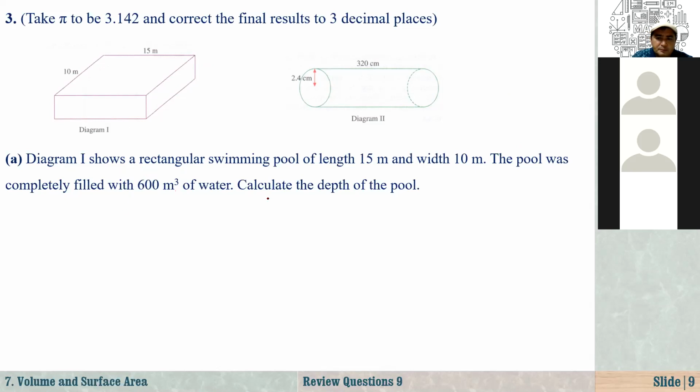Right? It says that the pool was completely filled with 600 cubic meters of water. So if the height of this is h, what is the volume? That's equal to 10 times 15 times h, all in meters. That's equal to 600. Now from here, h equals 600 over 150, which is 4 meters. So the depth of the pool is 4 meters.